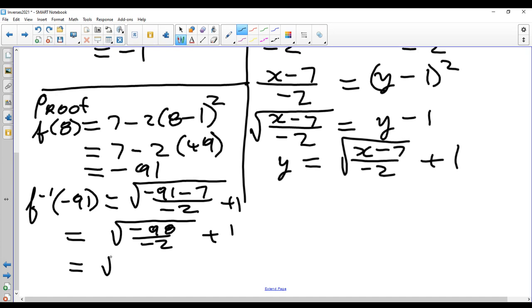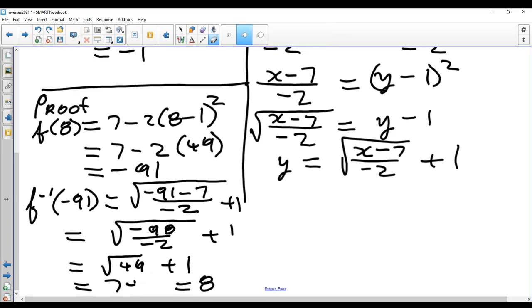So this should be the square root of 49 plus 1. 7 plus 1 is equal to 8. Sorry, I'm thinking too fast. 7 plus 1 is equal to 8, so it passes that test. Thank you for the choice that you made there.